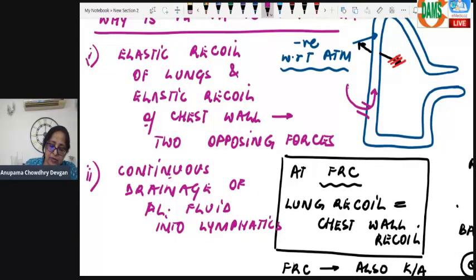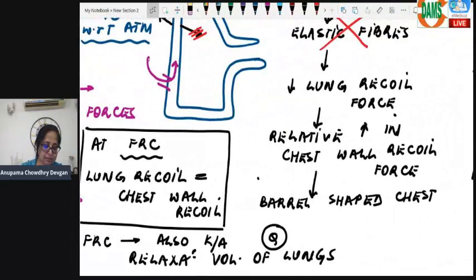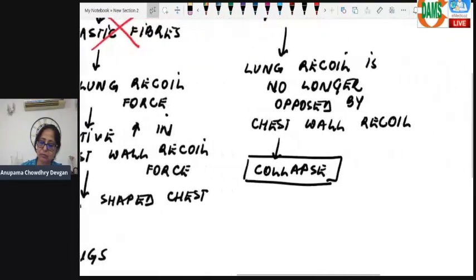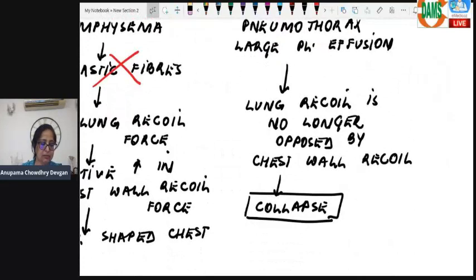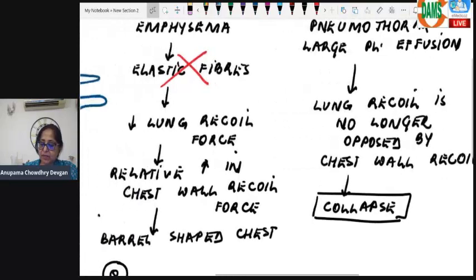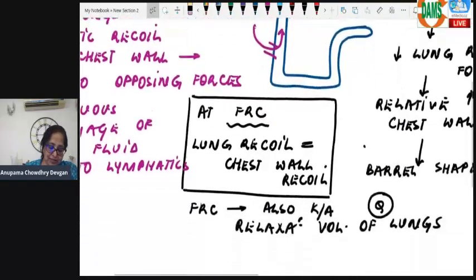Out of the two, which is the more important reason? The first one, elastic recoil. Why is there going to be a negative pressure in the pleural space? Because these two forces are opposing. There is also drainage into the lymphatics, but this is minor. The major reason is the first one. Okay, FRC is after exhaling tidal volume. Now, this is as far as the negative pressure in the pleural space.